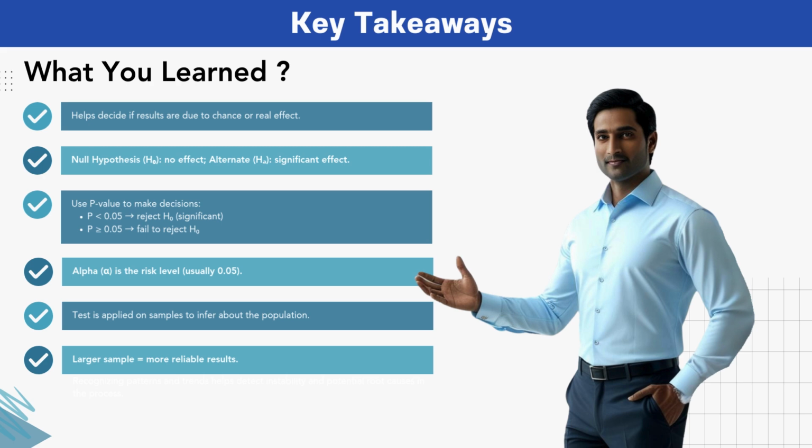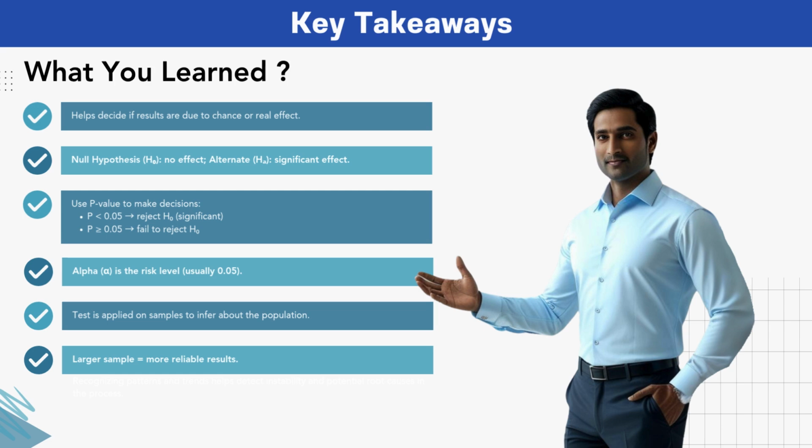Third point, we use the p-value to make decisions. If p is less than 0.05, we reject the null and accept HA. The effect is statistically significant. If p is greater than or equal to 0.05, we fail to reject H0, meaning there isn't enough evidence to support HA. Fourth point, alpha.